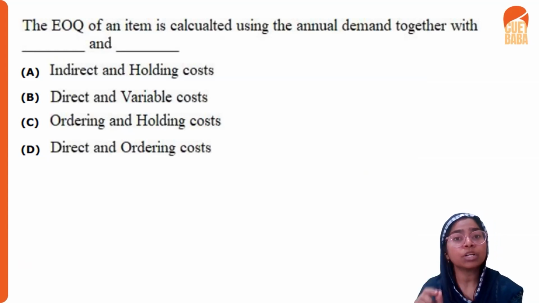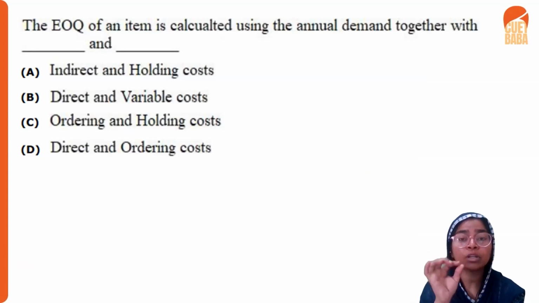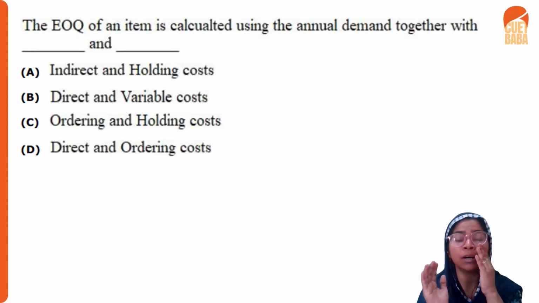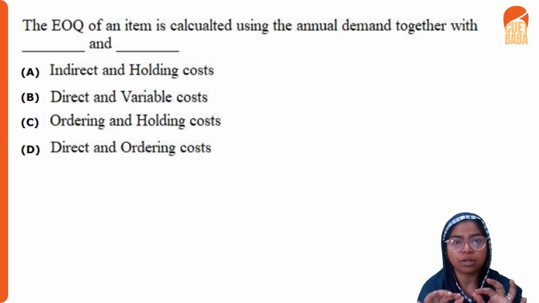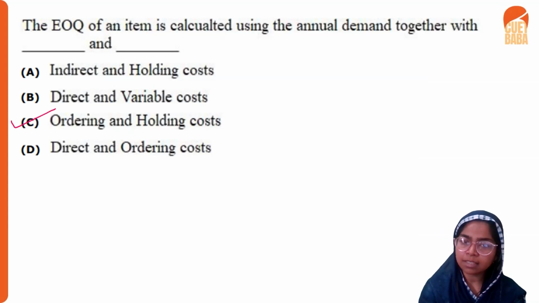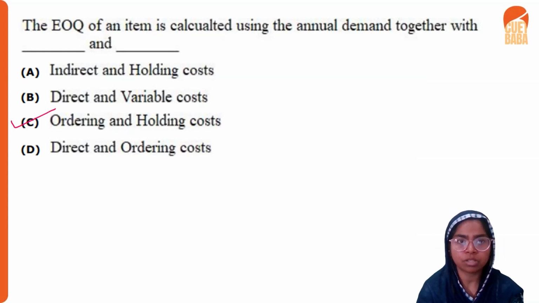The economic order quantity measures the quantity for a particular production department which will give the maximum advantage. It takes into account the annual demand for the commodity, the holding cost and the ordering cost for a particular commodity. Hence, the correct answer will be ordering cost and holding cost.